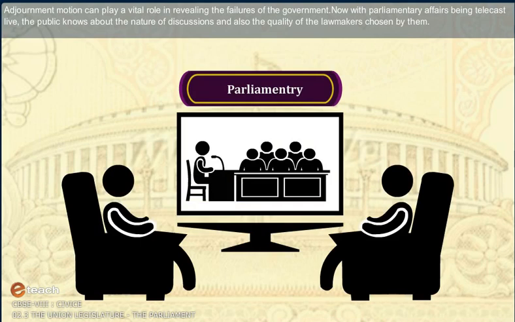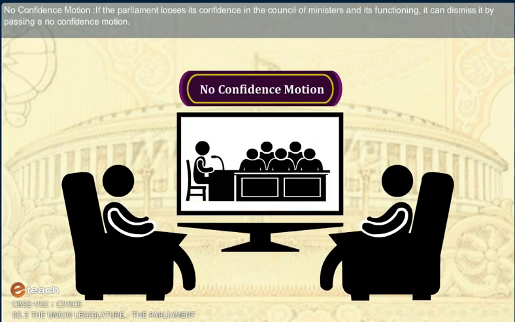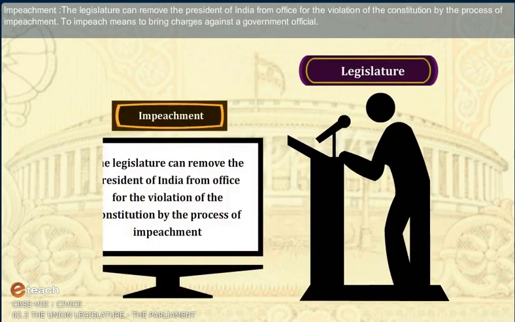Now, with parliamentary affairs being telecast live, the public knows about the nature of discussions and also the quality of the lawmakers chosen by them. No confidence motion. If the Parliament loses its confidence in the Council of Ministers and its functioning, it can dismiss it by passing a no confidence motion.